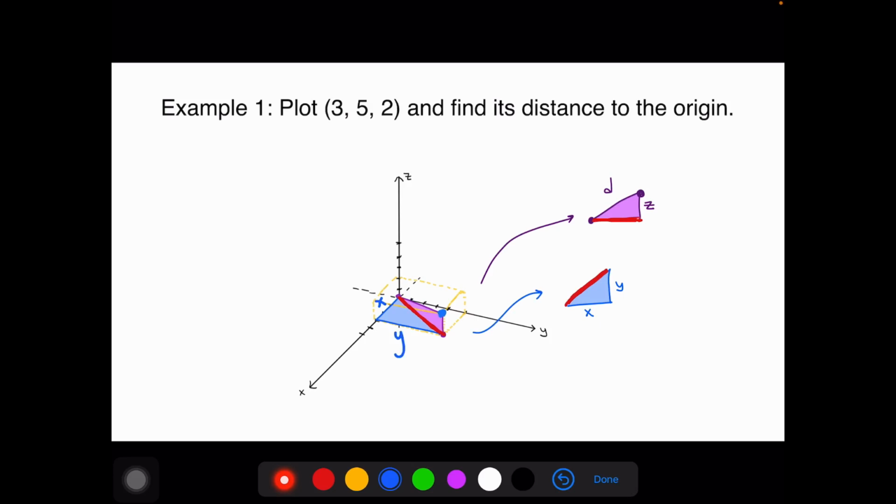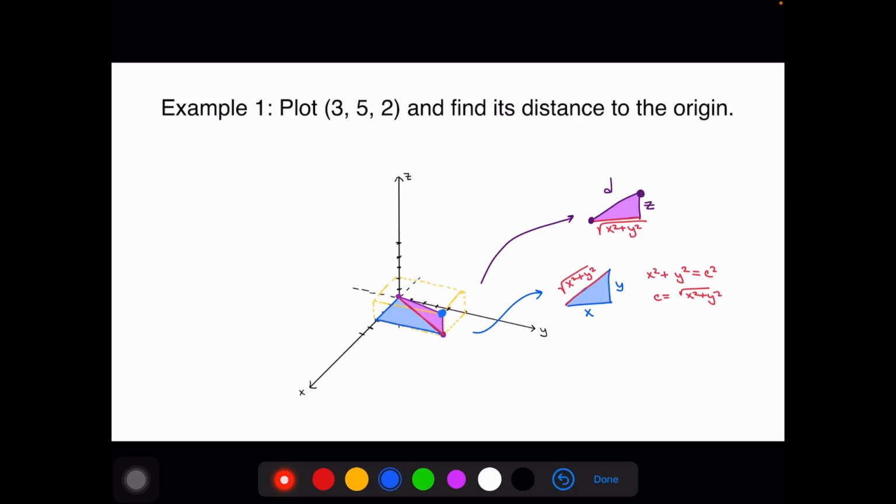And then the height of that triangle corresponds to the y value. Let's see, 5 in this case. So focusing on that triangle in blue, the one in the xy plane, we can find the length of the hypotenuse by using my Pythagorean formula. So in this case, x squared plus y squared has to equal hypotenuse squared. So the length of that hypotenuse would be the square root of x squared plus y squared.